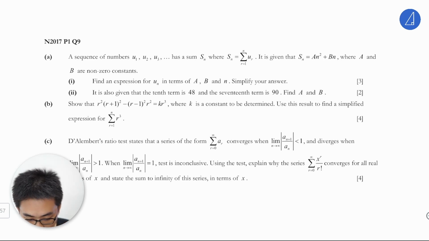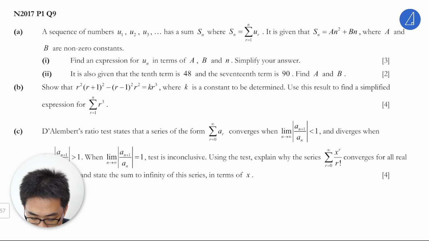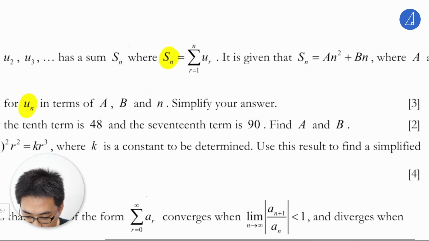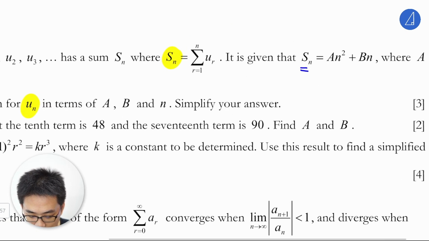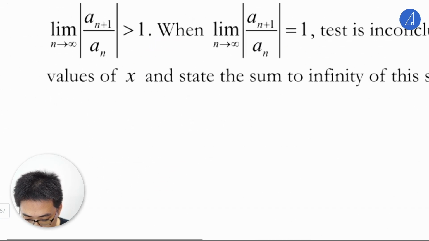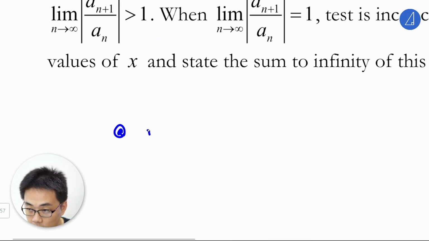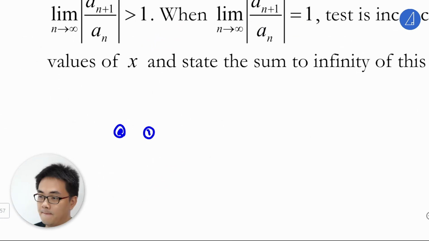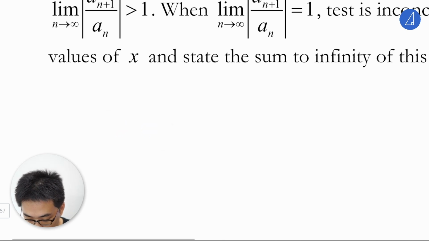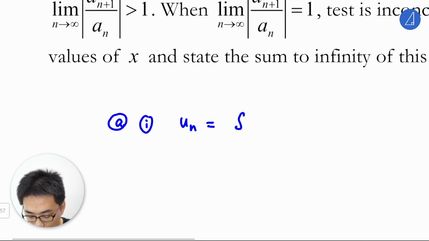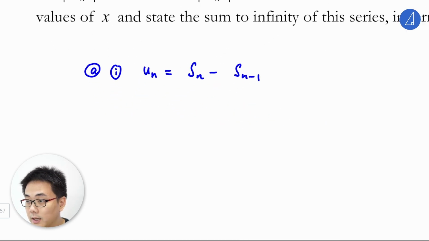I think the first one is quite okay lah. We just do it together. For an expression of un, so un is Sn minus Sn minus 1. You're given that Sn, this is actually Sn. So first one, it'll be Sn minus Sn minus 1. Okay, that's about it. So Sn is given by an square.